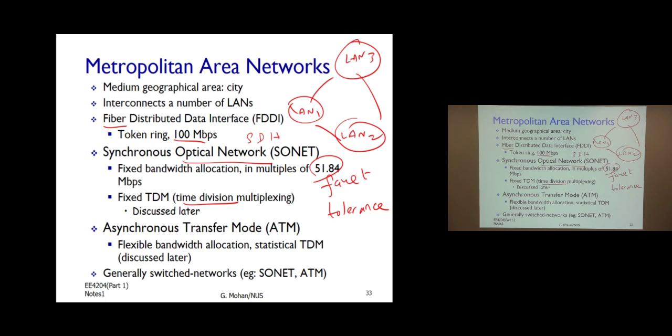Then came what is called asynchronous transfer mode, ATM networks. That could also be used in metropolitan area networks. Here the bandwidth allocation is flexible, not fixed or rigid in terms of 51.84. You can have different levels of bandwidth, 50 Mbps, 100 Mbps, etc. It uses statistical TDM compared to fixed TDM. There are some differences which we will discuss on Monday, in the next class. So let's not worry about this. Right now you understand that these are good examples of metropolitan area network technologies.